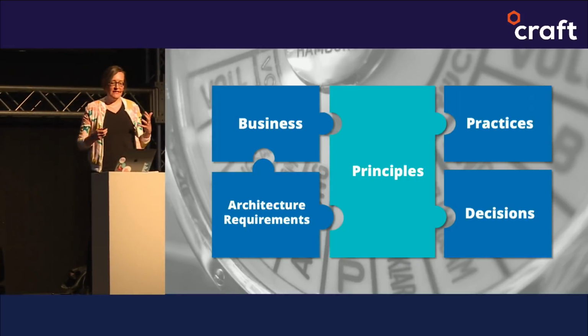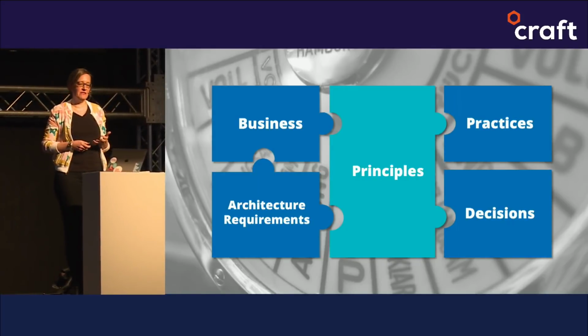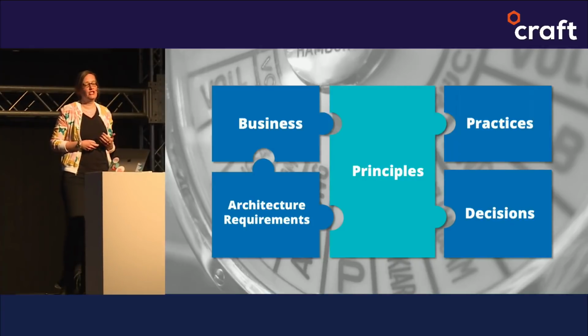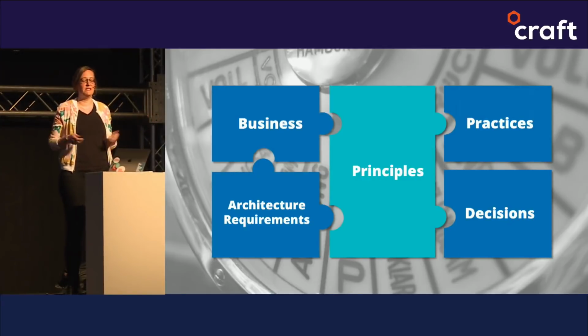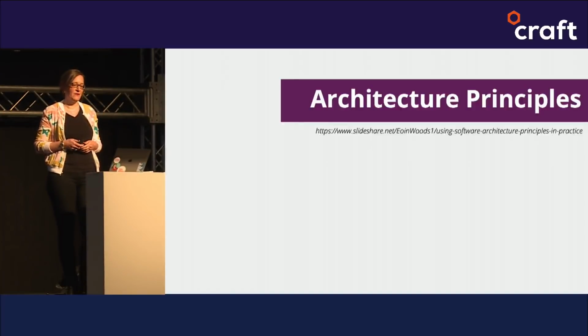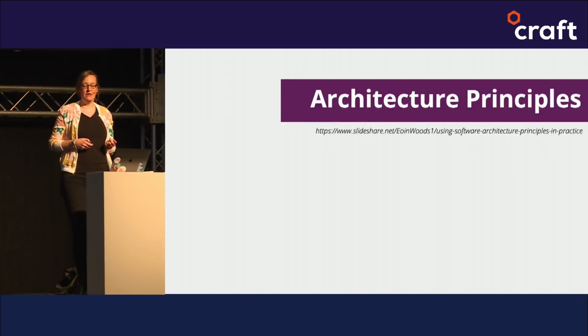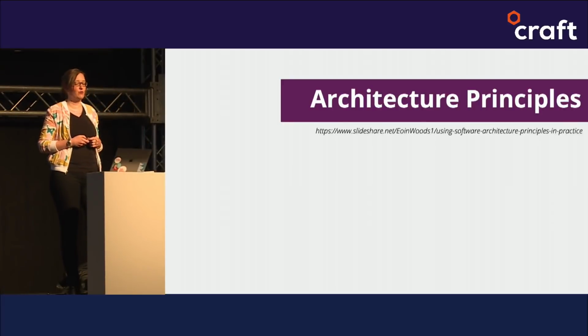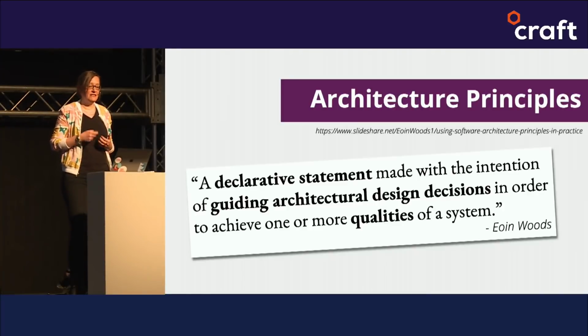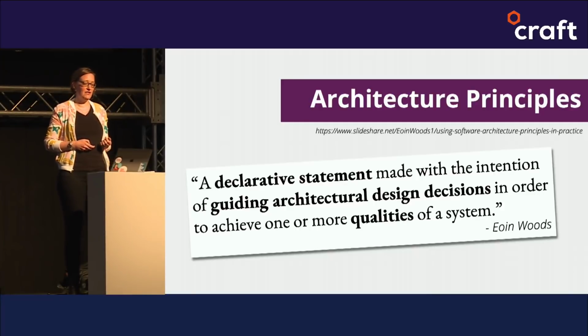And next I want to spend a longer amount of time actually talking about principles. This is one way to achieve alignment that we've seen quite a few organizations use over the past few years, which is to create a set of principles for all the autonomous teams in the engineering organization. So what is an architecture principle? We've linked here a really good talk about using architecture principles by Owen Woods. That's highly recommended. And his definition of a principle is that it is a declarative statement made with the intention of guiding architectural design decisions in order to achieve one or more qualities of a system.